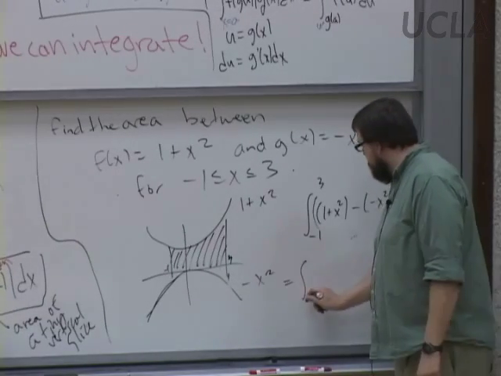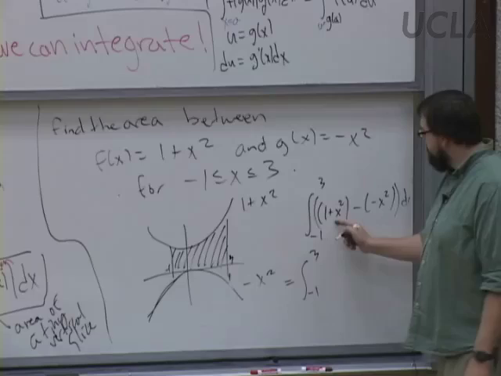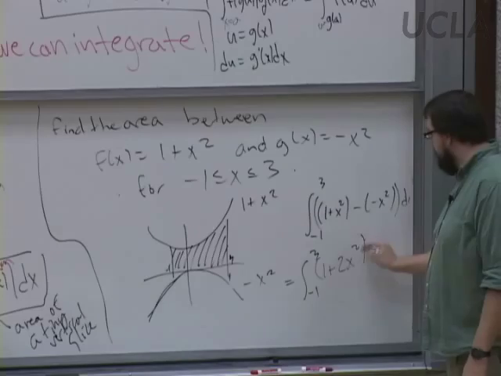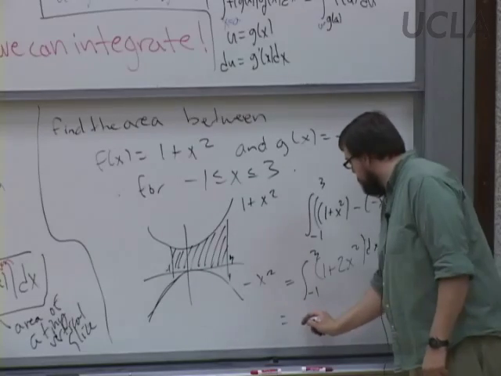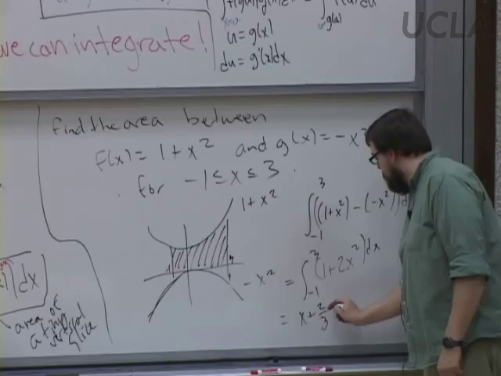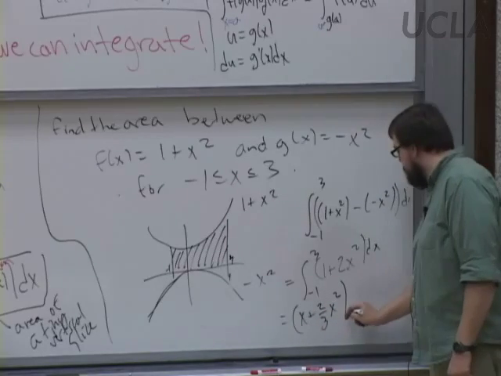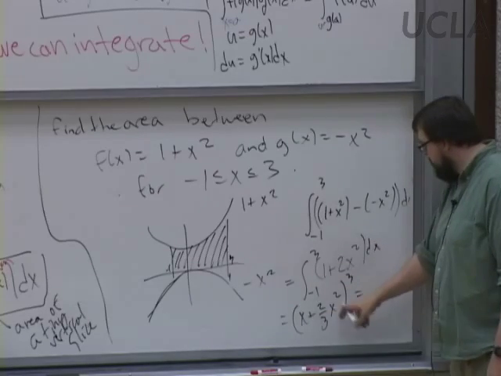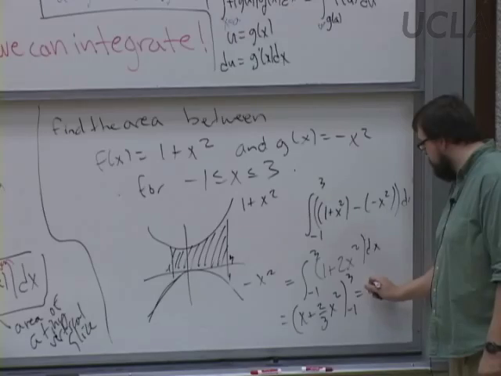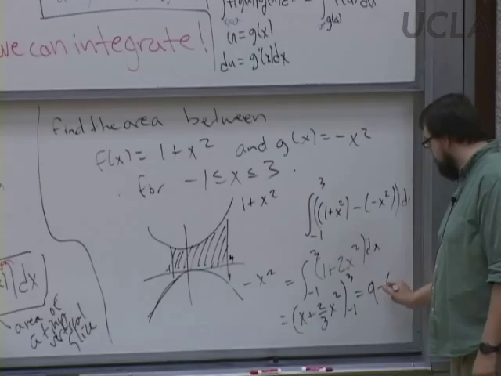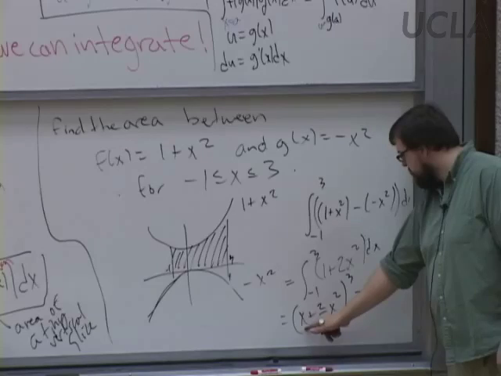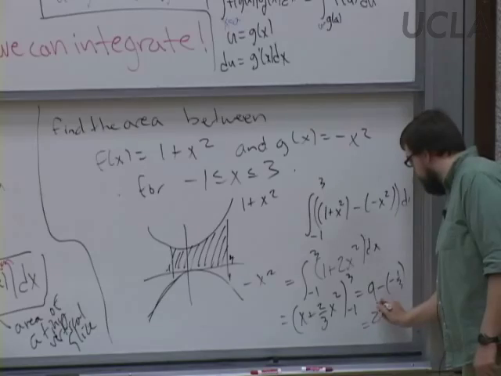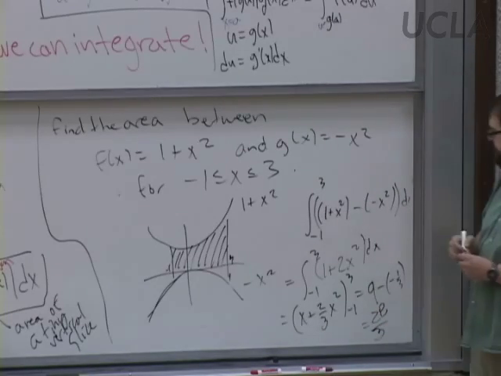And what does this become? -1 to 3. 1 plus x squared minus minus becomes 1 plus 2x squared dx. And this is a simple integral for us to do. So this is x plus 2/3 x cubed, evaluated from -1 to 3, which is 3 plus 18 makes 21, minus -1 minus 2/3, so that's minus -5/3. So this is 28/3. All right.